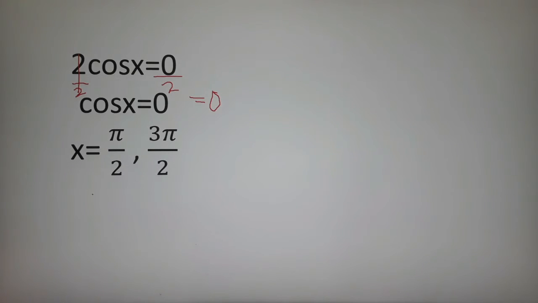Since one is positive and the other is negative, we have negative 1. To equate this to 0, you need to divide both sides by 2. So x equals pi over 2, or 90 degrees, and 3 pi over 2, or 270 degrees.